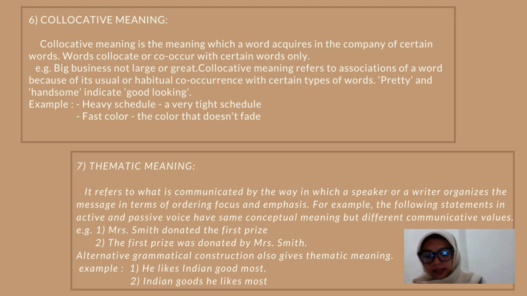Okay, alternative grammatical consideration also gives thematic meaning. For example, "He likes Indian good moose," and the second sentence is "Indian good he likes moose." So in this case also the communicative value varies, but we have the same conceptual meaning. For example, that some people like good moose, the Indian.